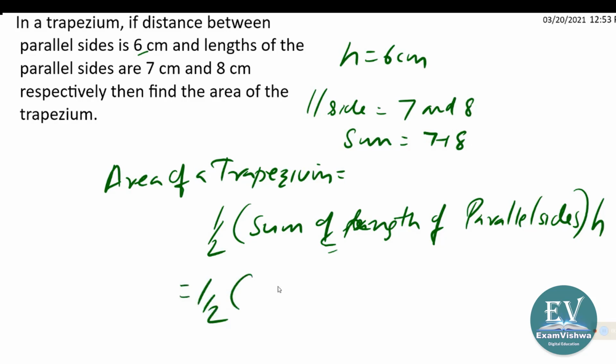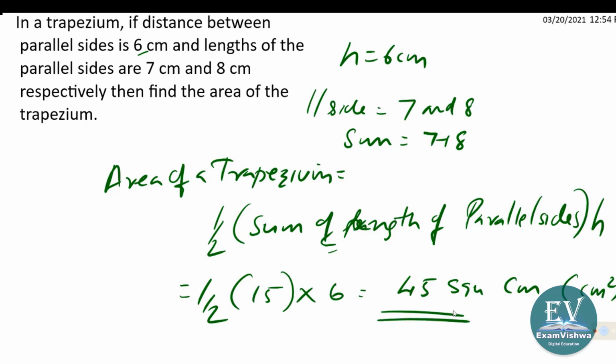So you'll simply substitute 7 plus 8, 15 here, and multiply by height, which is equal to 6, and the answer will be 45 square centimeter, or it can be written as centimeter square. So this question is very straightforward and simple. Always it won't be like this, but this is the way by which we solve it. So my dear students, we reach the understanding of a formula which is very useful and very frequent in higher classes, the formula of a trapezium, right?